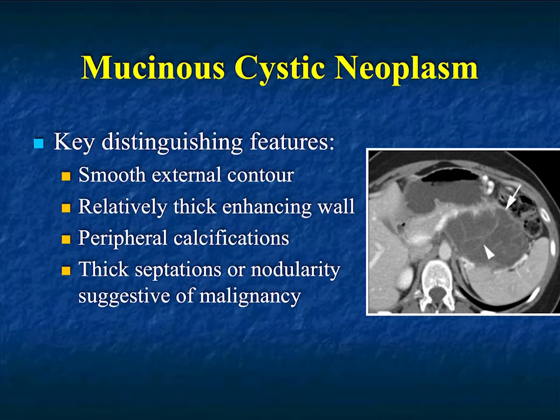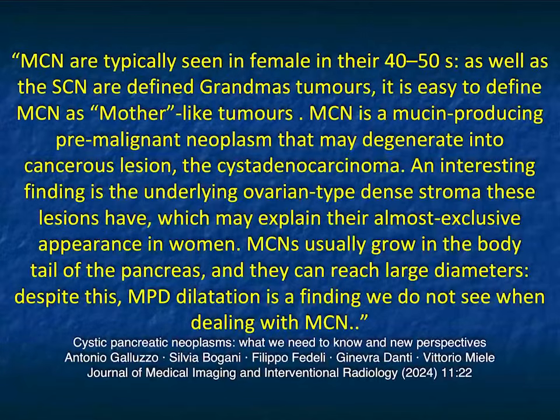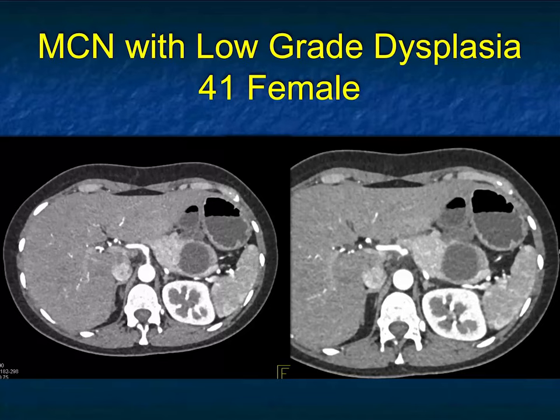You could look at this and say, well, what about a serous? But the septations are thickened, the wall is thickened, location and the age will help you. This article by Galuza, MCNs are typically seen in the 40 to 50 age range, and the serous are the grandma tumors. These are the mother tumors. And again, this ovarian stroma becomes very, very important.